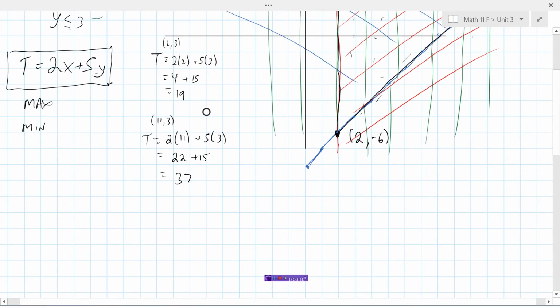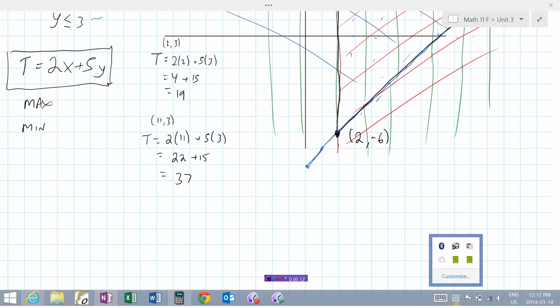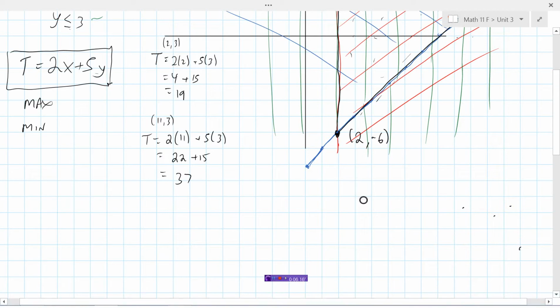And let's try the last point here, 2, negative 6. So t is 2 times 2 plus 5 times negative 6, which is 4 minus 30, which is negative 26.